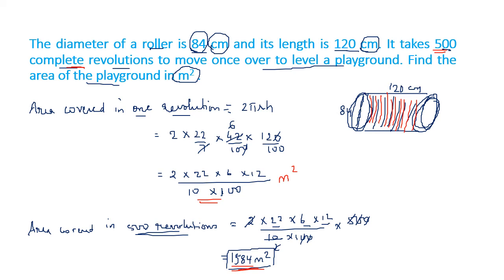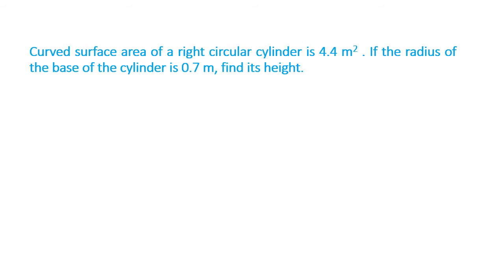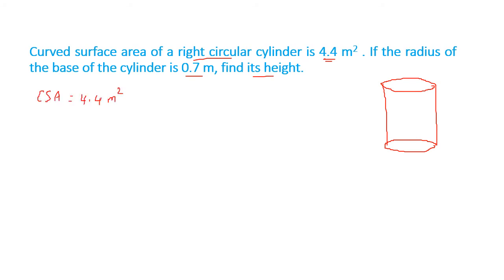Let us see a few more examples. The curved surface area of a right cylinder is given as 4.4 meters square. The radius of the base is 0.7 meter. You have to find the height. So what are we given? We are given a right circular cylinder, whose CSA, curved surface area, is 4.4 meters square. The height is given 0.7 meter. We have to find out the radius.